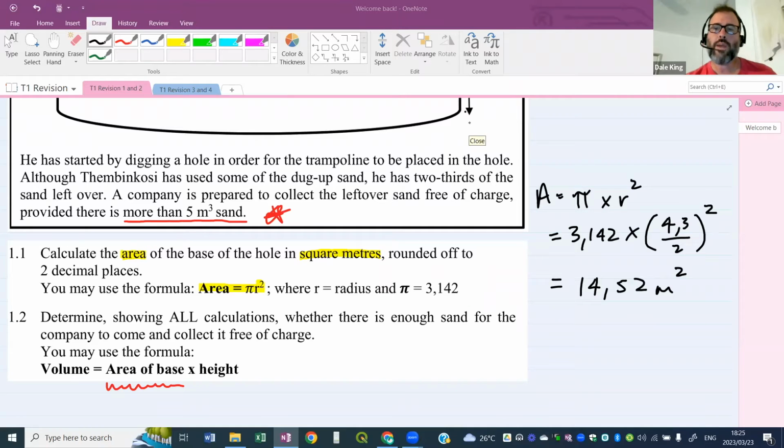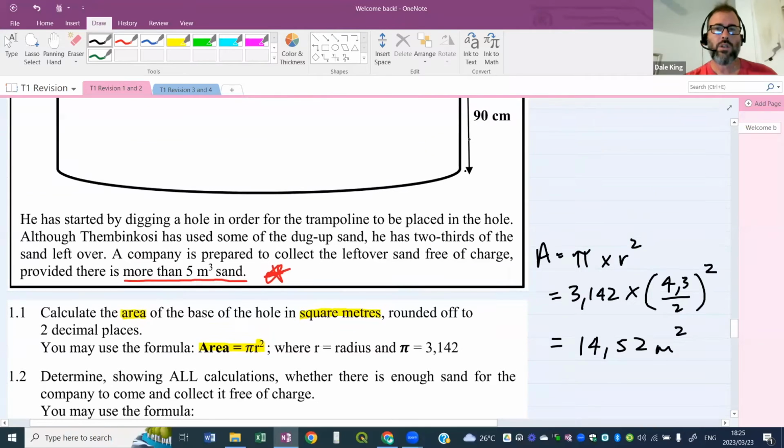No, the area of the base is already meters squared. So the area we calculate is in meters squared. That's in the correct units. But there is a dimension on the diagram. I'll go back up to the diagram. There it is. I'm just showing you the dimension there in the diagram. That will need to be converted because that's centimeters.